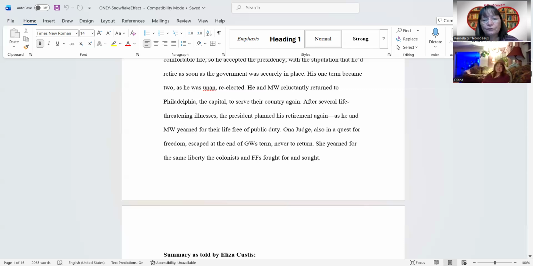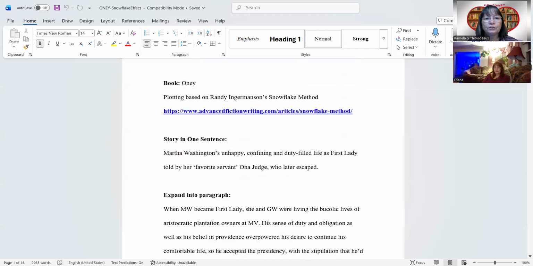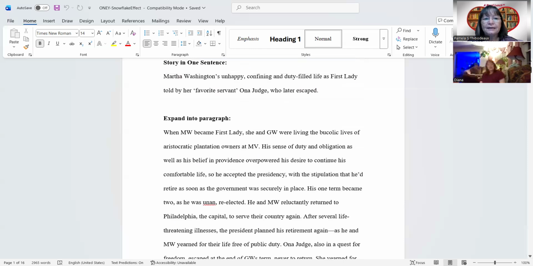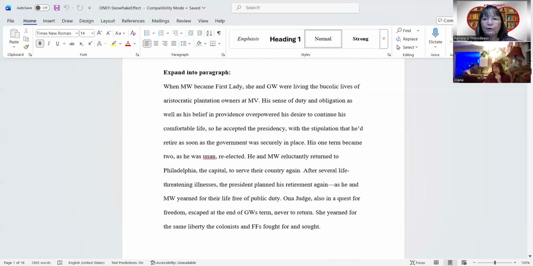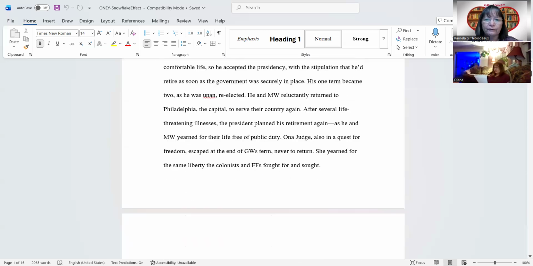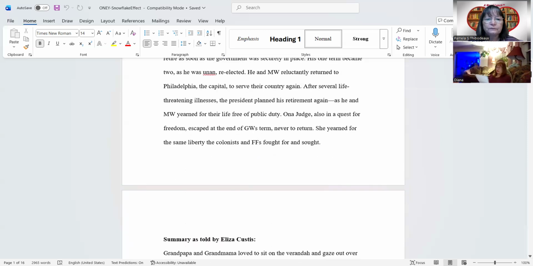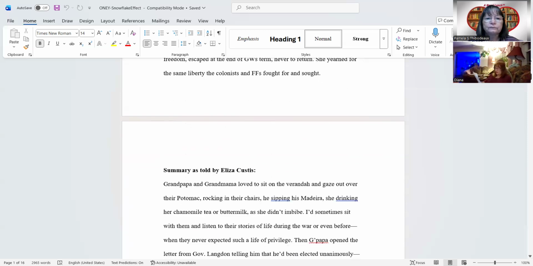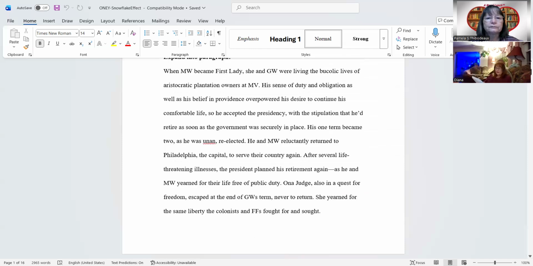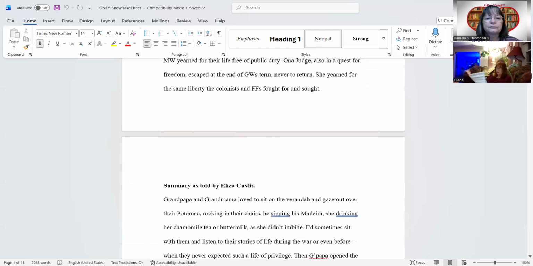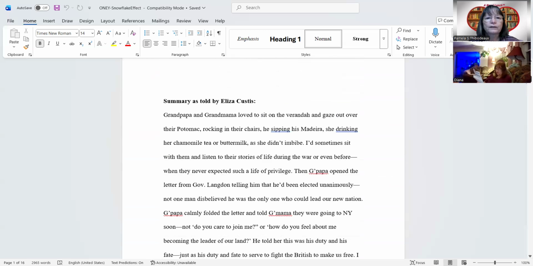Wow, it sounds like a wonderful story. So in the snowflake method, you started with your one sentence and then you expanded into the paragraph. And what's the next step after you expand into the paragraph? So you say your story in one sentence, you expand that into a paragraph, and then you do a summary as told by some of the other characters in the story.